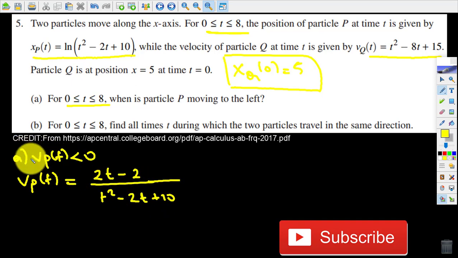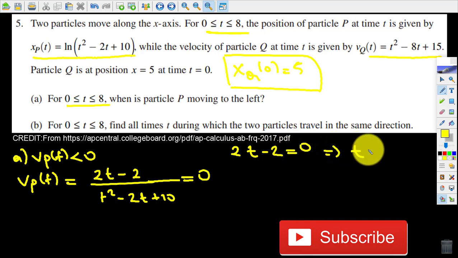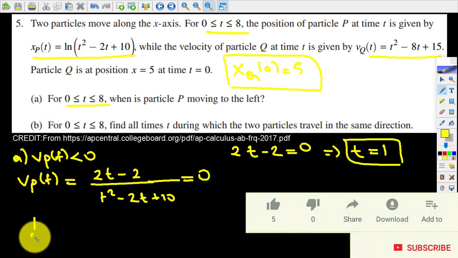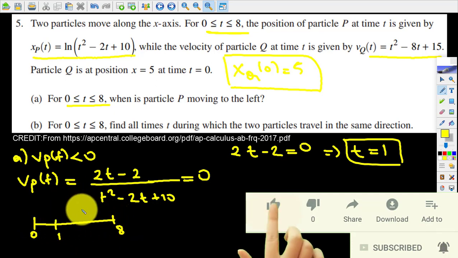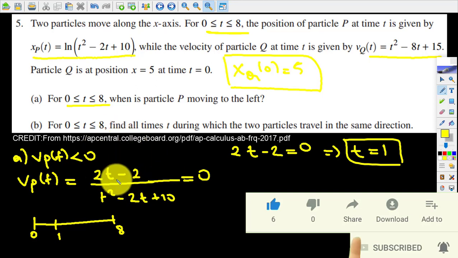In order to solve this inequality involving this expression, first I need to set this equal to 0. If the entire thing is equal to 0, the top must be 0. So 2t minus 2 has to be equal to 0. If I solve this equation, we get t is equal to 1. Now we're going to do a number line to analyze this time interval, between 0 and 8. This is 0 until 8, and this is 1 right here. Between these two time intervals, we need to pick a time and plug it into the original velocity function.